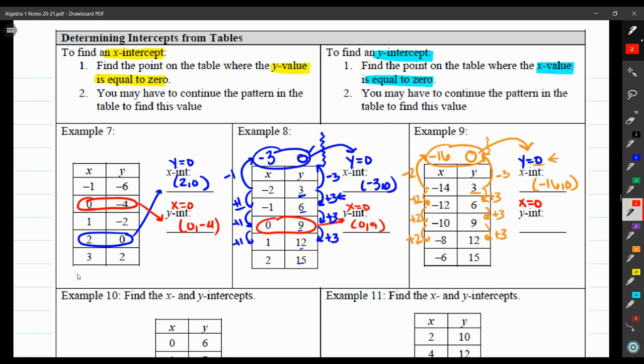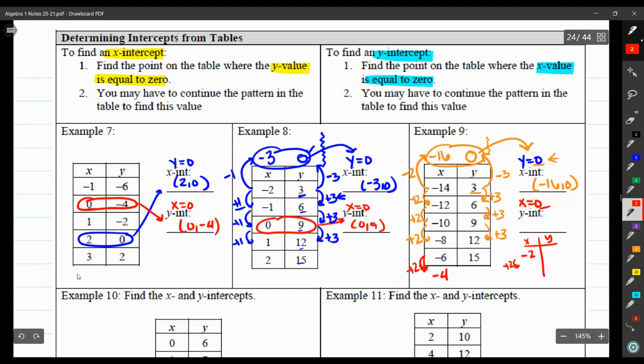Now for the y-intercept, I need an x value of 0, which falls down the table. It's going to come after -6 on the x. So we're going to keep going. So -6 plus 2 makes -4. And I'm going to continue over here, x, y. Then -4 plus 2 makes -2.